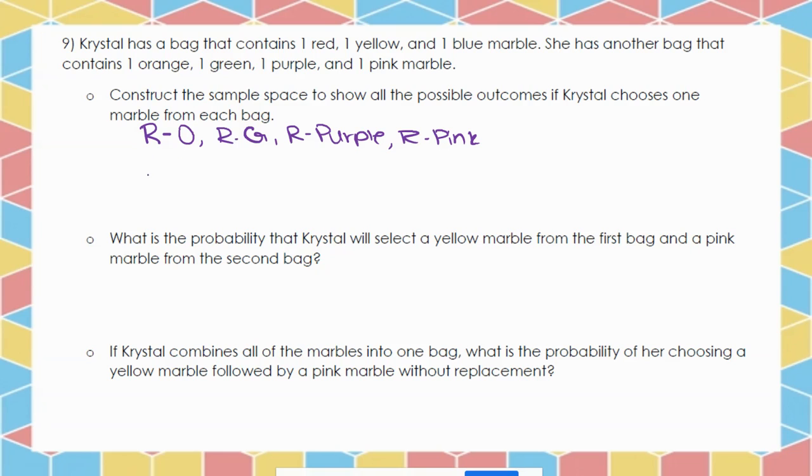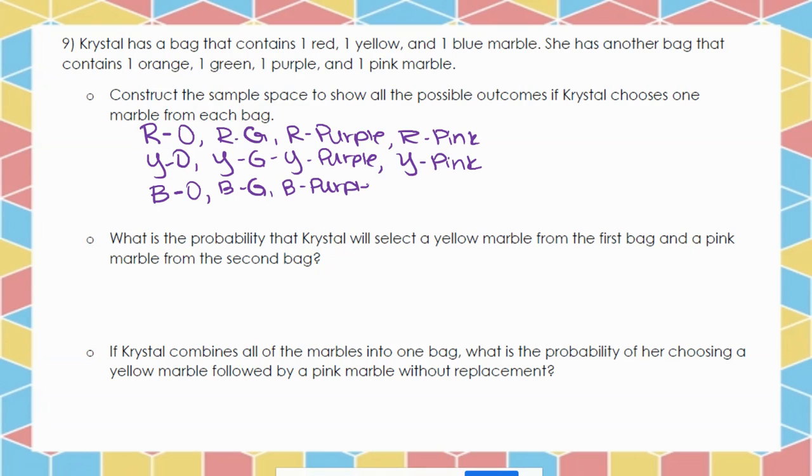If she chooses yellow from the first bag, she could choose orange, green, purple, or pink from the second bag. And if she chooses blue from the first bag, she could choose orange, green, purple, or pink from the second bag. So when I look, I have 1, 2, 3, 4, 5, 6, 7, 8, 9, 10, 11, 12 total outcomes in this sample space.